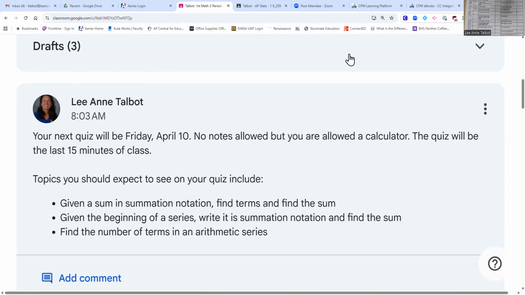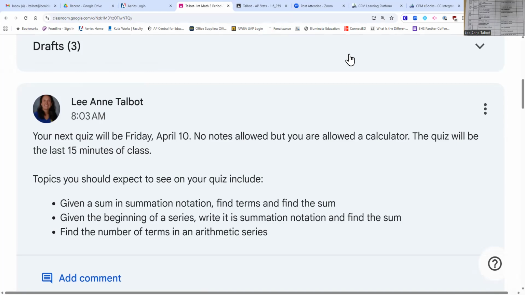We did in the beginning of theory, write it in summation notation and find the sum. We just did the writing in summation notation bit. And then use one of the formulas to find the sum, depending on if it's arithmetic or geometric. And then find the number of terms in an arithmetic series. This is the one that we did, which was the last one, number 95, which was quad formula, and it has to come out to a whole number.